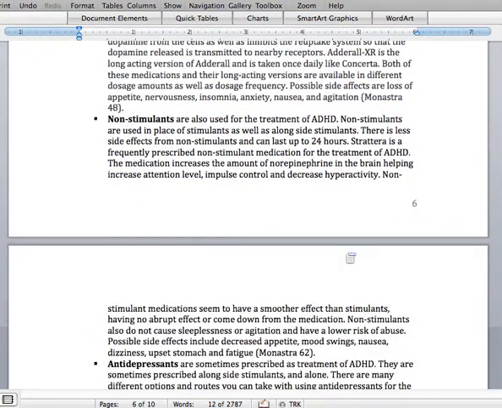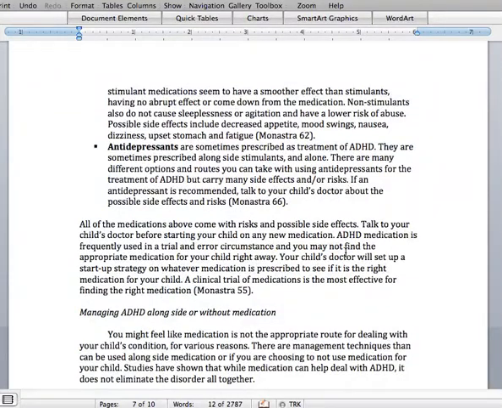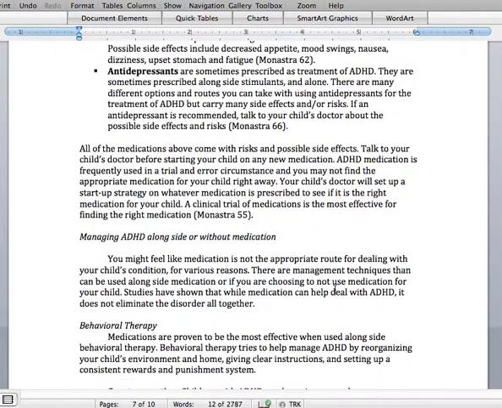Non-stimulants are also used for the treatment of ADHD. Sometimes they're used alone and sometimes alongside stimulants. Antidepressants are commonly used alongside ADHD stimulant medications, though sometimes they're used alone. There are a lot of options and routes you can take with antidepressants for the treatment of ADHD, but they carry more side effects and risks, like risk of suicide, especially when used in children. If that's something that's recommended, talking to your child's doctor would be the most beneficial for you.